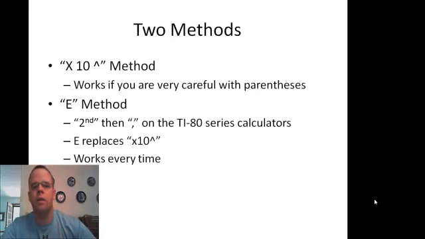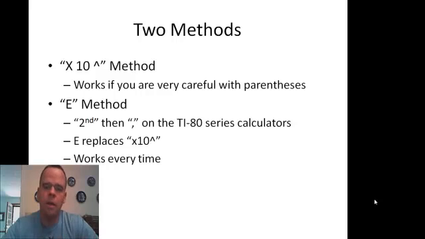When you're doing scientific notation in your calculator, there are two methods that work. There is the times 10 caret method. In this method, you type the number 3.5, times, the 10 caret button, then the exponent. The problem is your calculator interprets that as a number times 10 to a power. It's two separate entities, not one complete number in scientific notation. You can do it this way if you are very, very careful with putting parentheses around each scientific notation number.